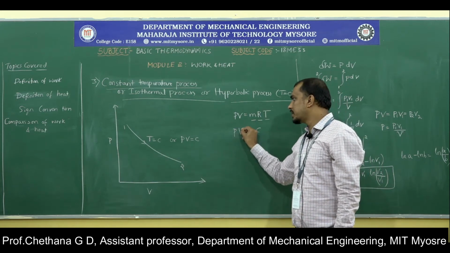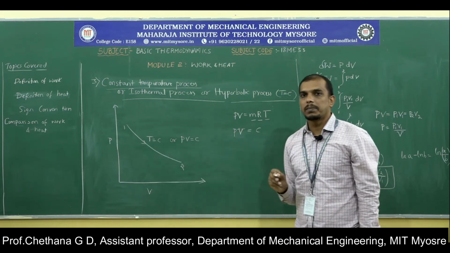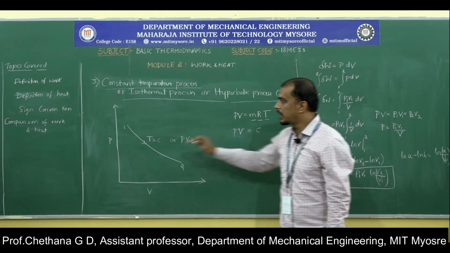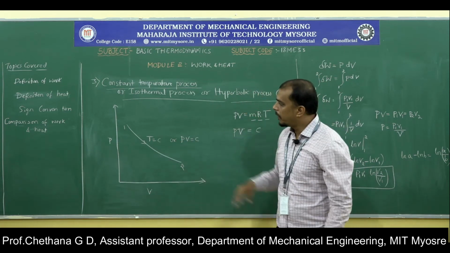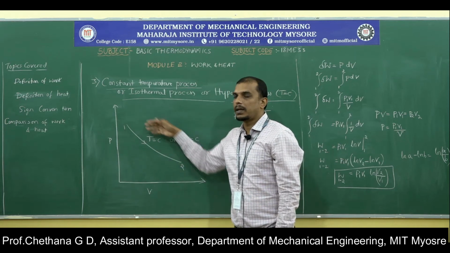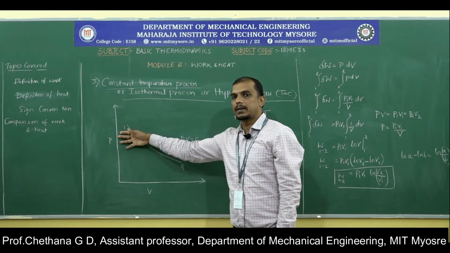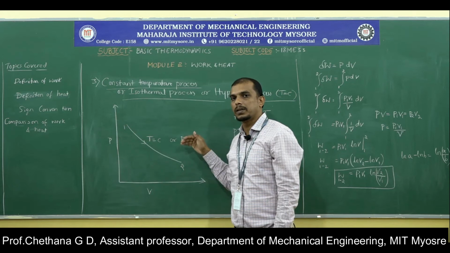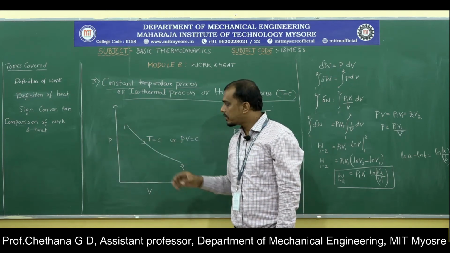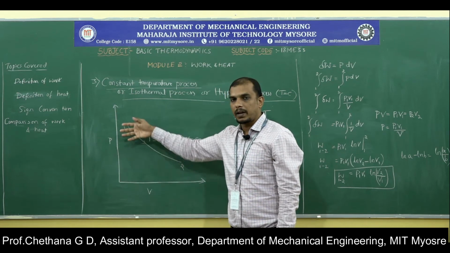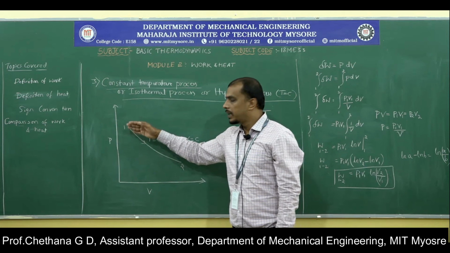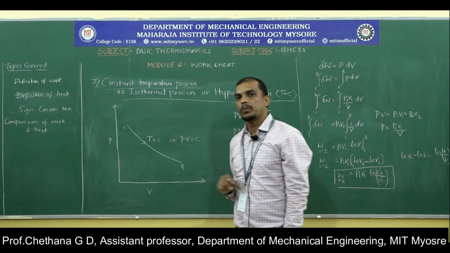So temperature constant or isothermal process can also be called as PV is equal to constant or T is equal to constant. Now we get this hyperbola in constant temperature process. Unlike in constant pressure where we had a horizontal line, in constant volume where we had a vertical line, since we are not plotting in temperature graph, it can neither be horizontal or vertical.